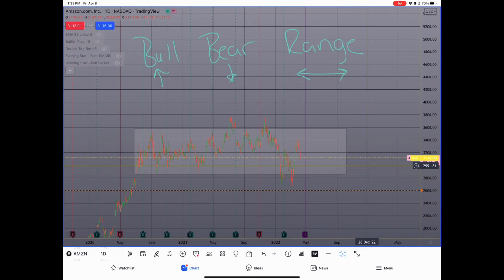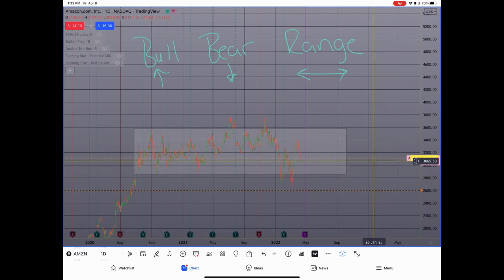So you get right about, I'm gonna say 3069 is gonna be resistance, and then 3412 would be support. I'm gonna draw it in there for y'all so y'all know what I'm talking about.